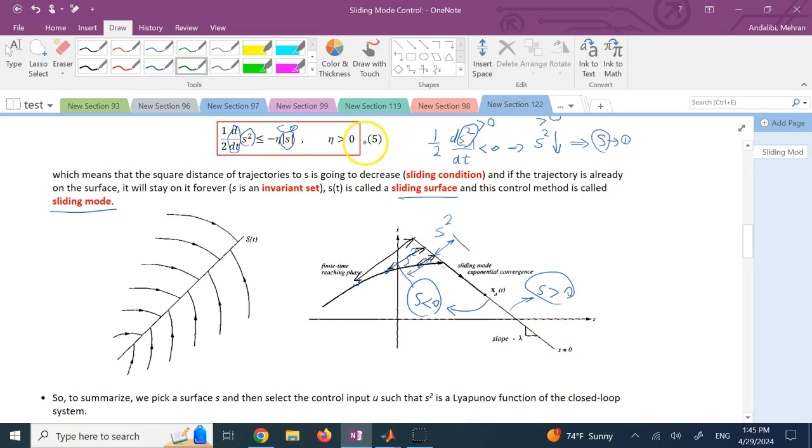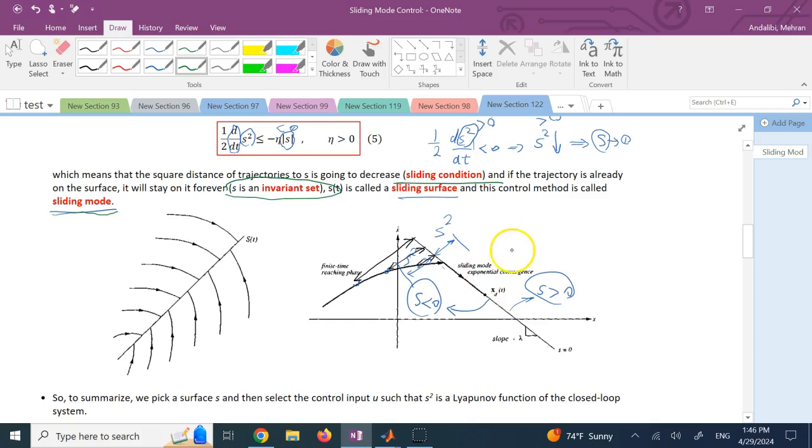So this condition 5 is called the sliding condition, okay? The surface S, as I said, we're calling it sliding surface. The way that you pick U so that this condition 5 is satisfied, this control method is called sliding mode control. And since when you reach S, you're going to stay on S and you would never leave it, S is called an invariant set, right?